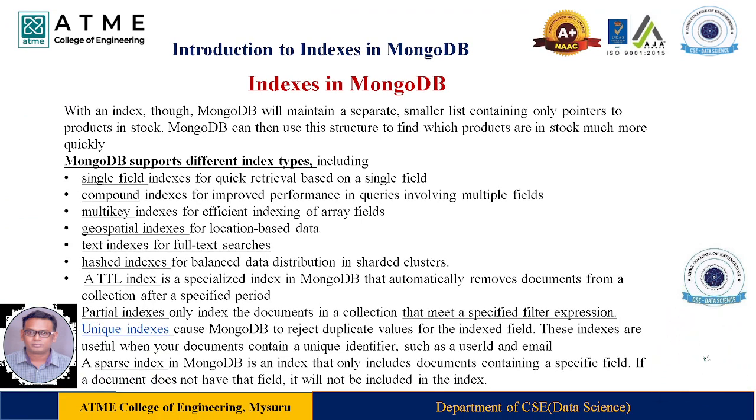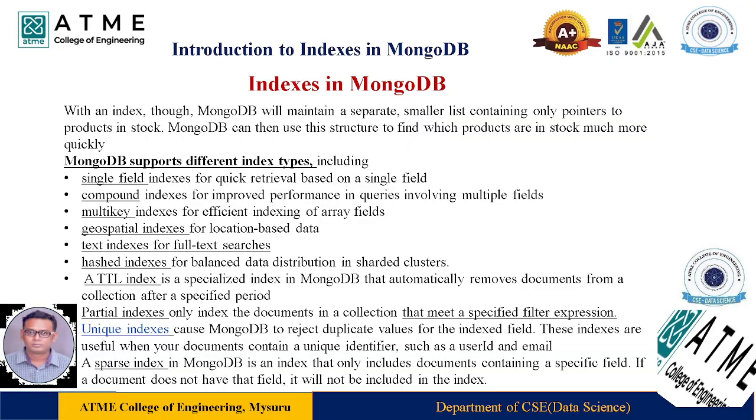With an index, MongoDB will maintain a separate, smaller list containing only pointers to products in stock. MongoDB can use this structure to find which products are in stock much more quickly. So basically, indexes are used to increase query performance. We are going to discuss the different types of indexes.